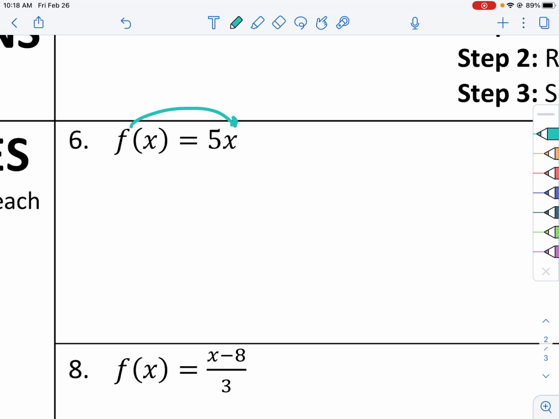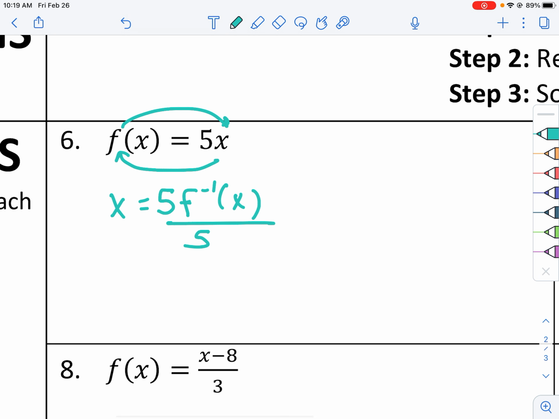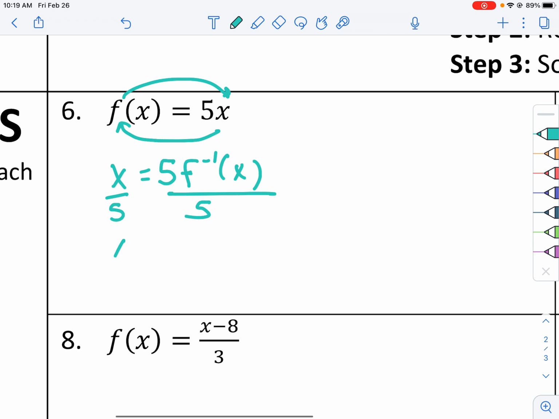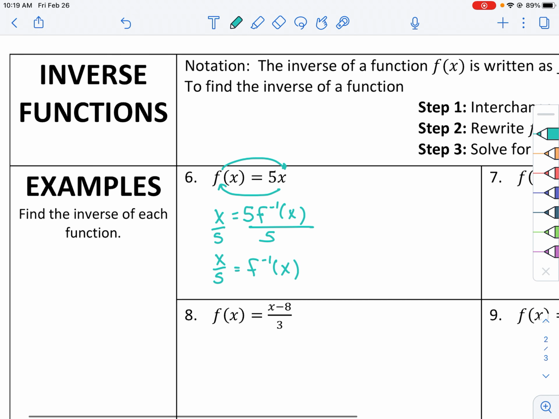We swap the f with the x. Those two change places. So we say x is equal to 5, and then we write it as the inverse f of x. From here, we just need to solve for that, so we divide by 5 on both sides. You get x over 5 is equal to the inverse f of x. All right? And that's all. That's all there is to it.